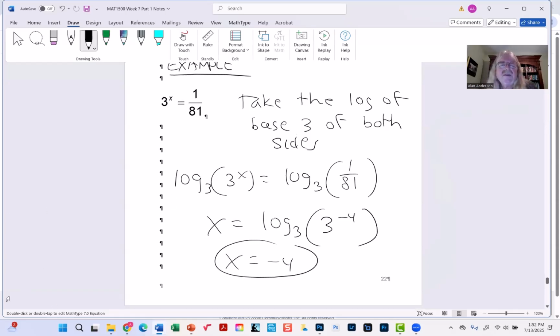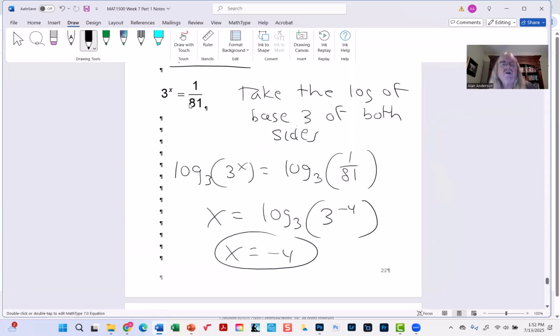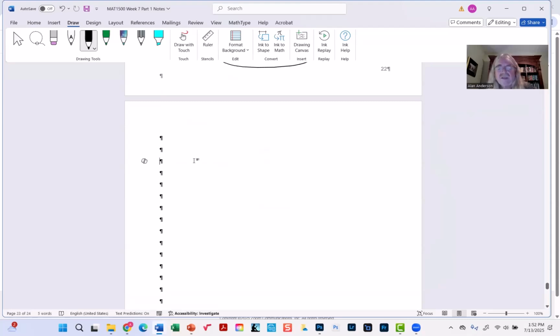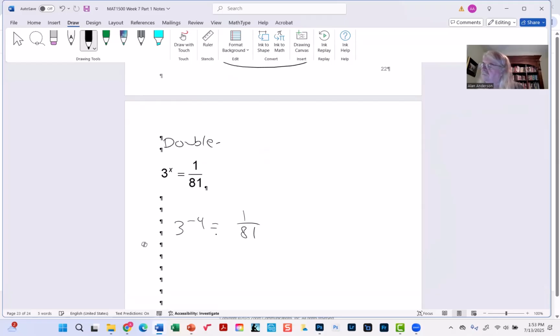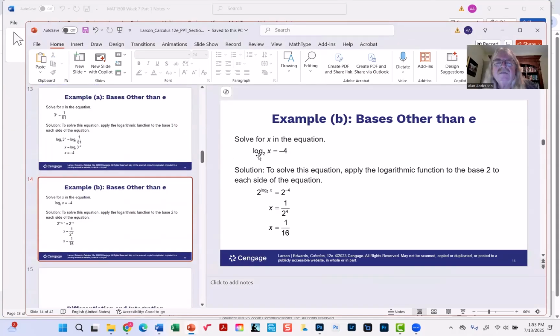And if you're not sure, you say, well, let's prove that. The original equation was this. Plug in the negative 4 into your calculator, or the decimal equivalent of it. All right. How about this one?